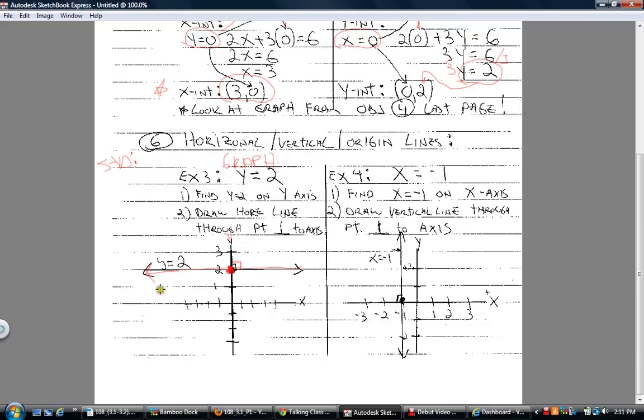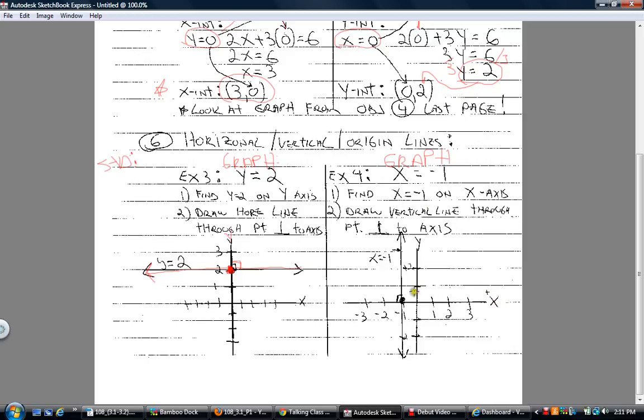Now, look at example 4. They say draw the line x equals -1. Now, don't be confused thinking this is dealing with a solution. They want you to graph. They want you to draw a line. It's a special case. Think about this: x equals -1.